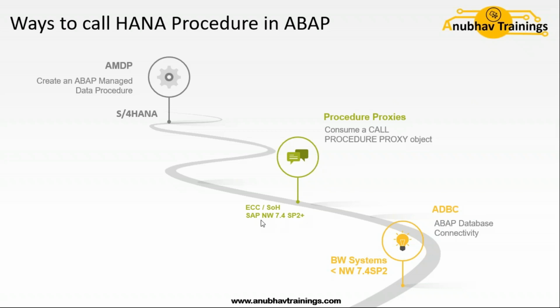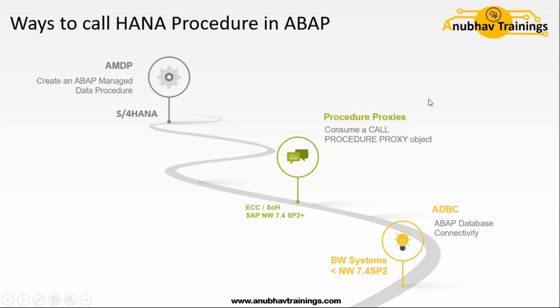And then if your company is above NetWeaver 7.4 SP2, you can use procedure proxies in ABAP development tools. And if your company is now on S4 HANA, for example, or NetWeaver 7.4 SP6 plus, and running on HANA DB especially, you can go ahead and create an ABAP managed database procedure. So in this session, our focus is the first milestone, to understand how we can use ABAP database connectivity to consume a procedure which is created in the HANA system.